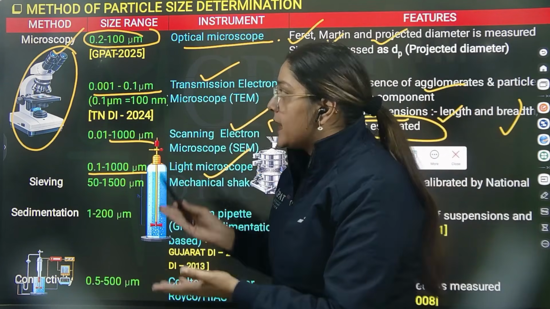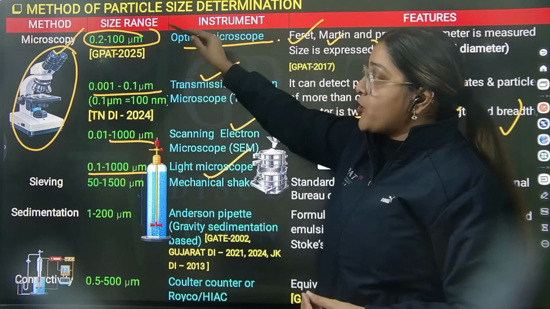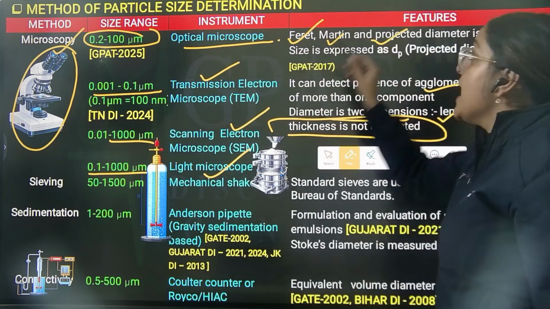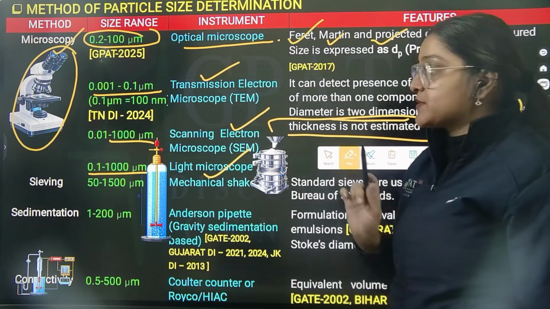So these are the microscopy methods. From the exam point of view, important are these size ranges as well as the diameter names.